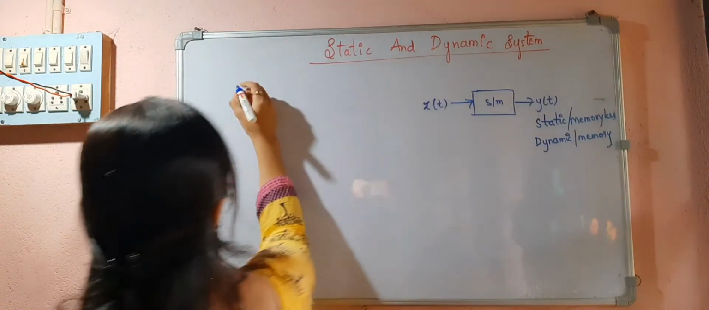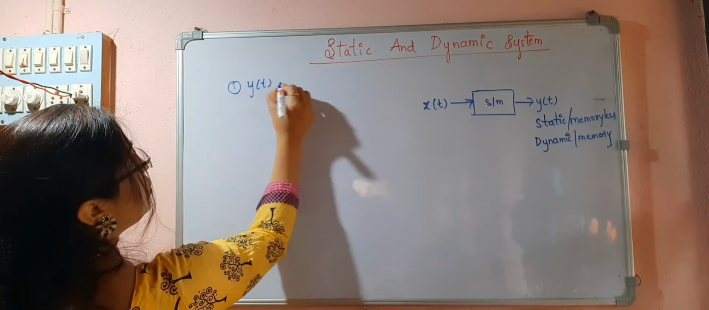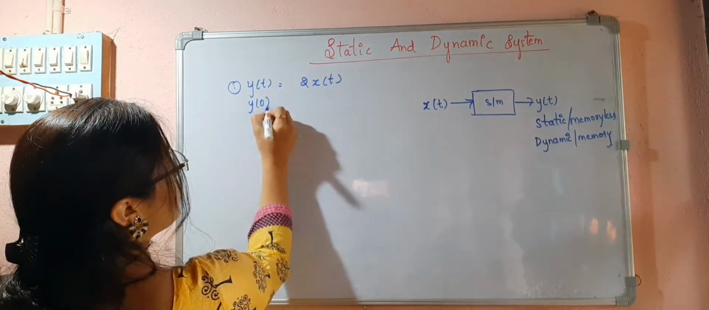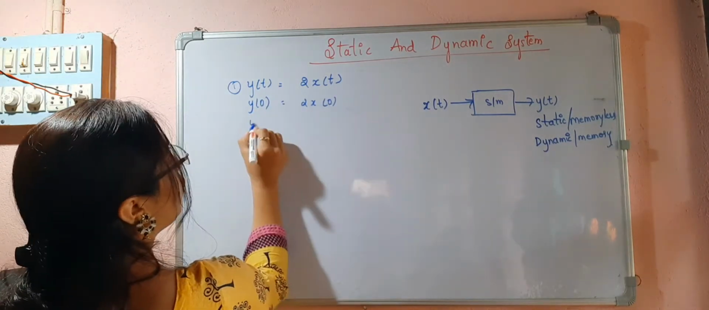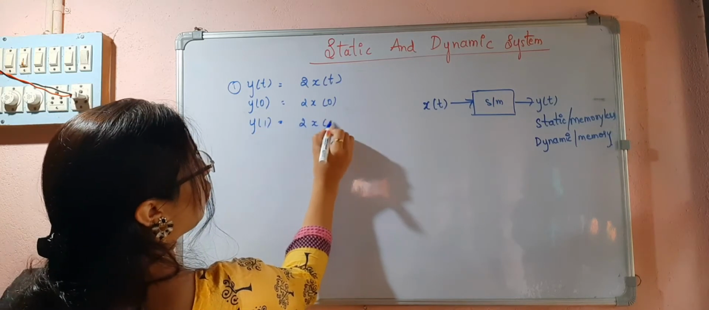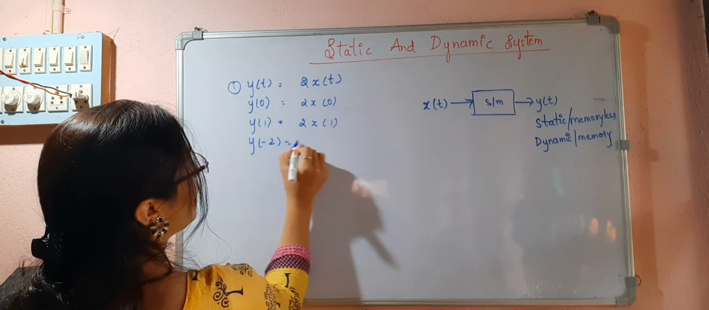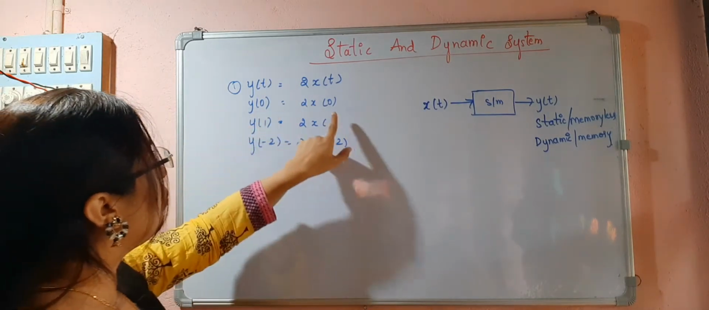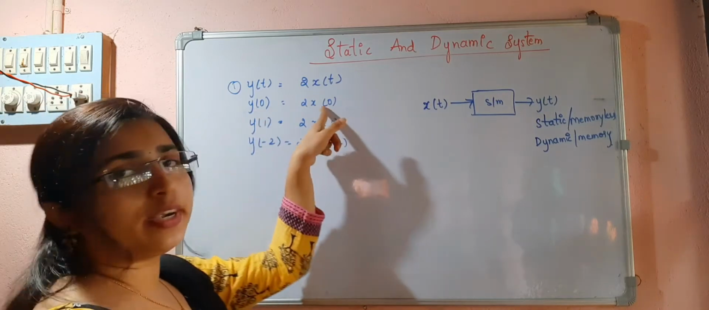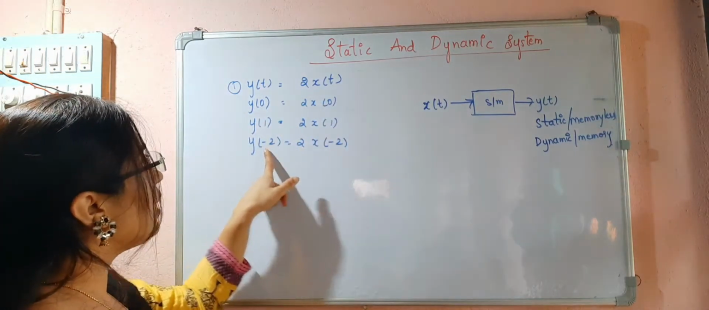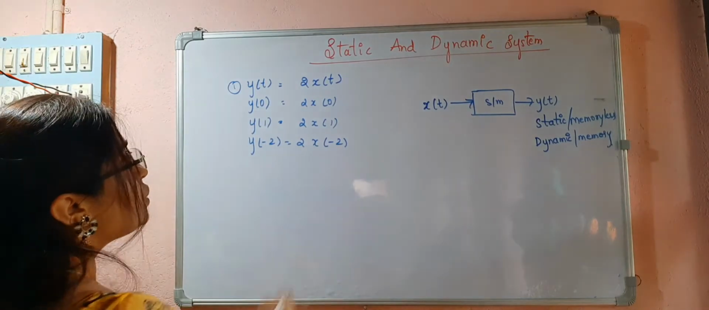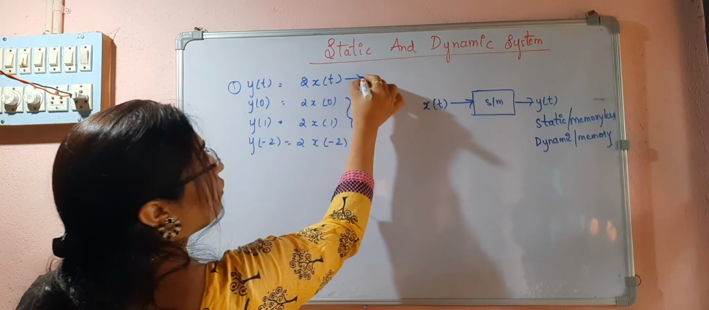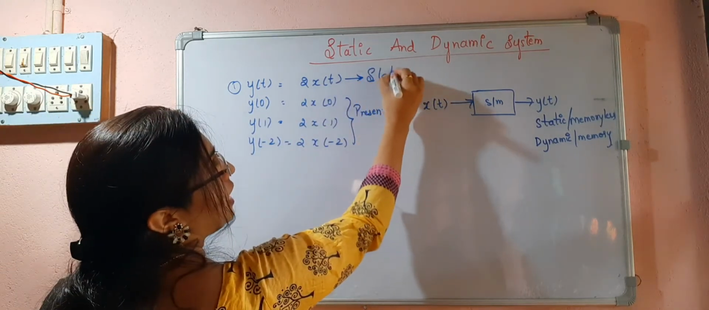Let us take an example. y of t is equal to 2x of t. So in this case, y of 0 is equal to 2x of 0. y of 1 is equal to 2x of 1. y of minus 2 is equal to 2x of minus 2. So from all these three, I will get to know that at t is equal to 0, it is depending upon 0. At minus 2, it is depending upon minus 2. So it is depending only on the present values of the input. Therefore, we can call this system a static system.